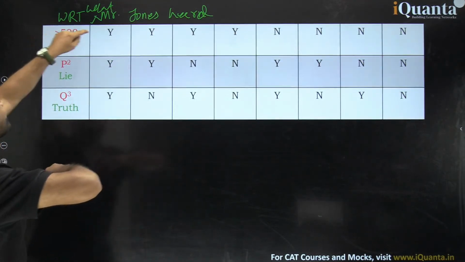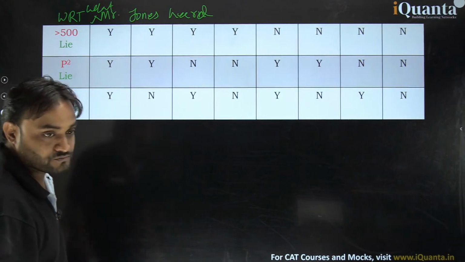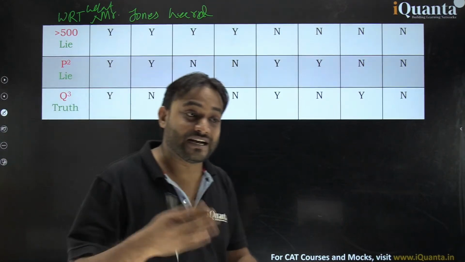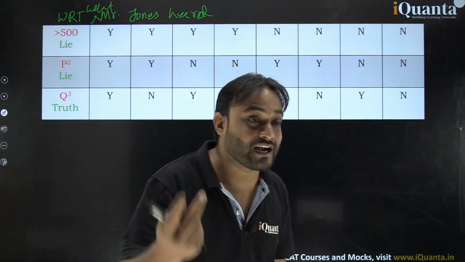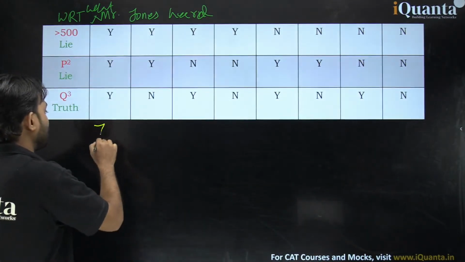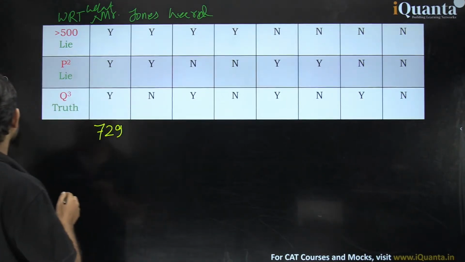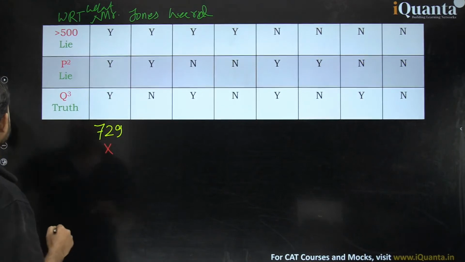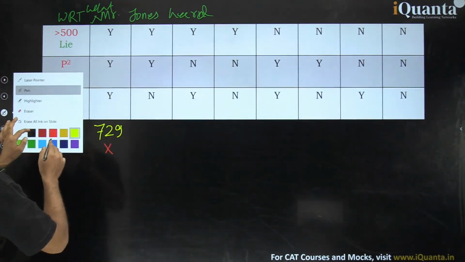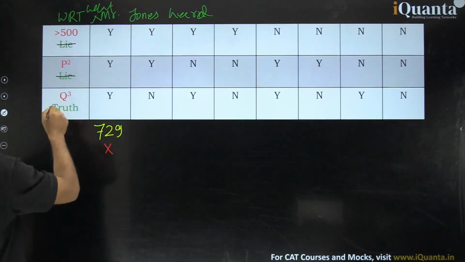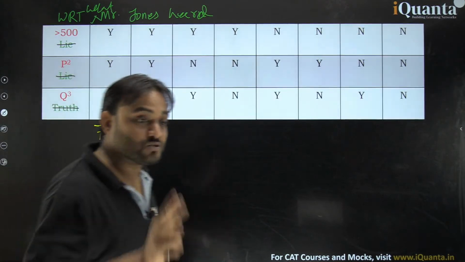So greater than 500, yes. Perfect square, yes. Perfect cube, yes. How many numbers are greater than 500 and a perfect square and a perfect cube? Only 729, which is not possible. Got this? For now we are forgetting this. We will consider it only when we reach 2 outcomes.